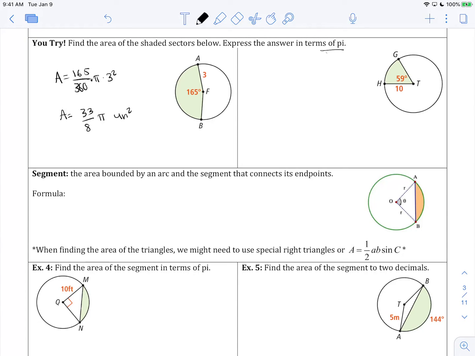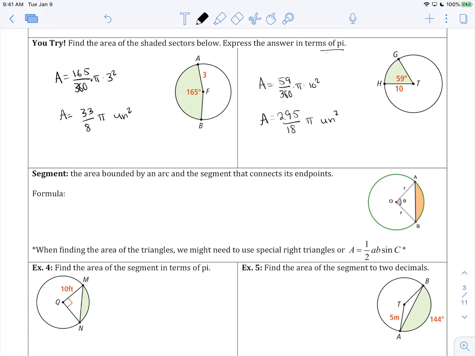Next one, I should have tried this one as well. 59 over 360 times pi times 10 squared. Again, we're leaving it in terms of pi, so you'd ignore the pi, multiply everything. You get 295 over 18 pi units squared.